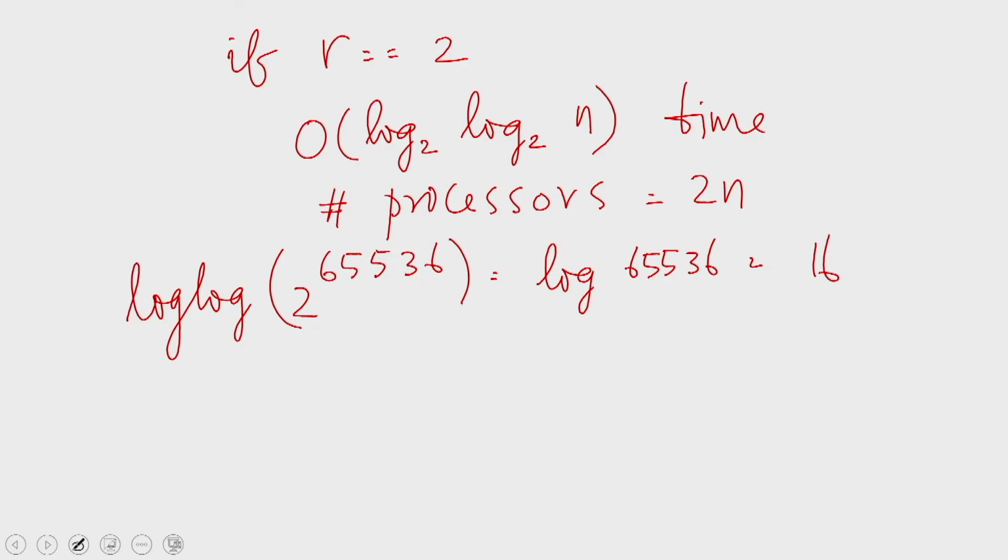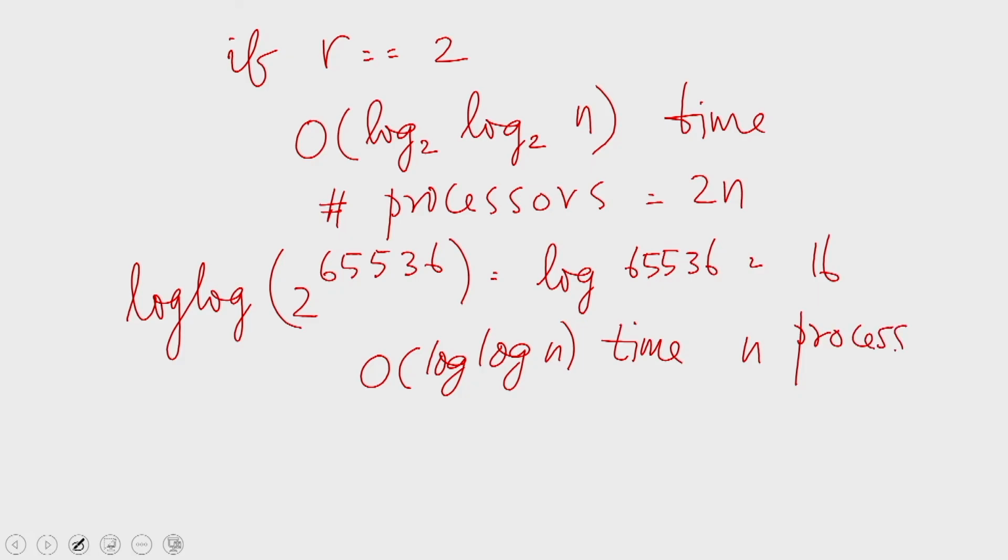You have the number of processors, the running time doubles, but even with a doubling of the running time, we still have order of log n running time, and we have now used n processors.